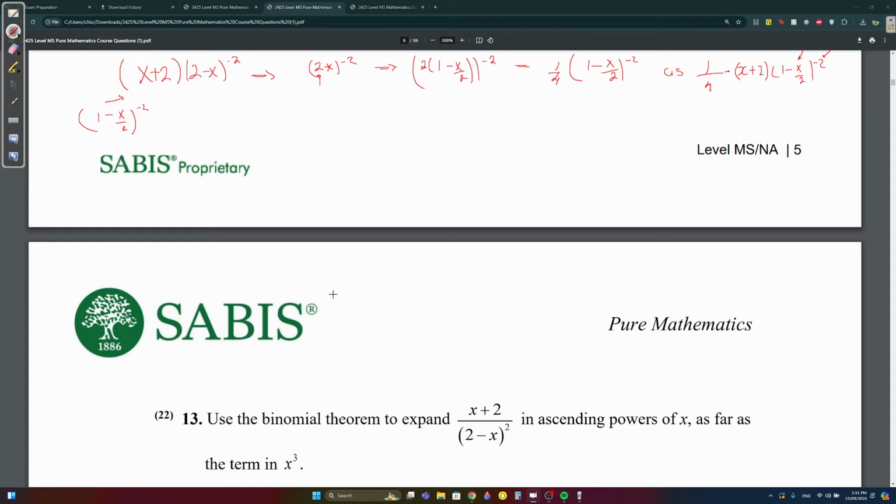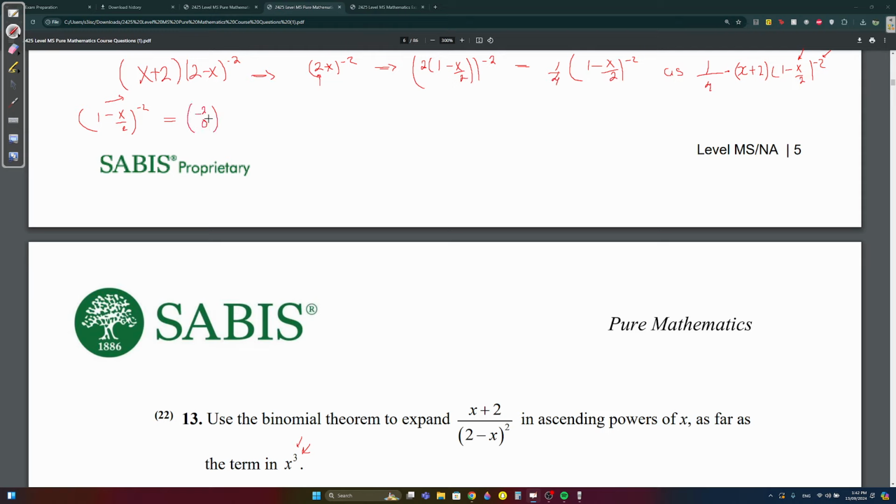Let's start, as far as x cubed. In this case, you're multiplying by x, so you'll expand up until k equals 3, because you want the power of x to be cubed, right? So this is going to be equal to minus 2c0.